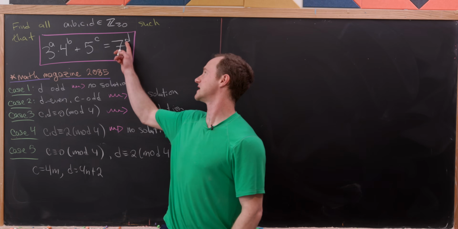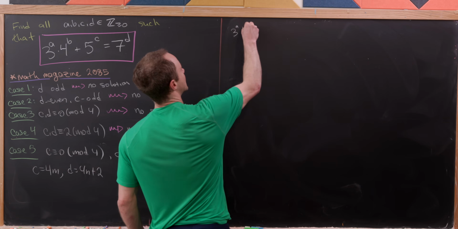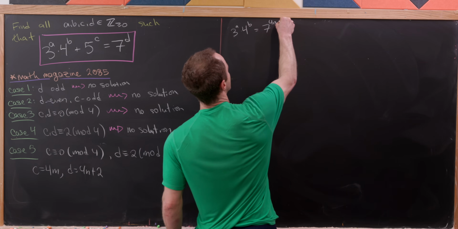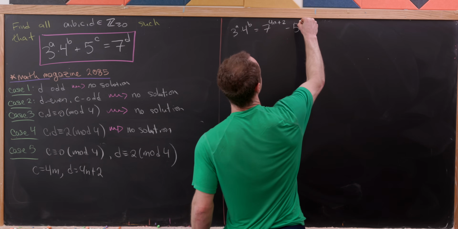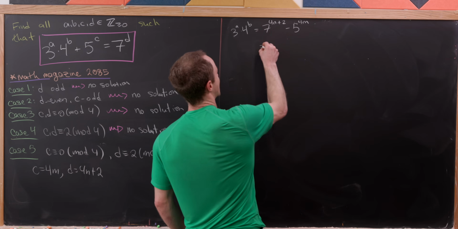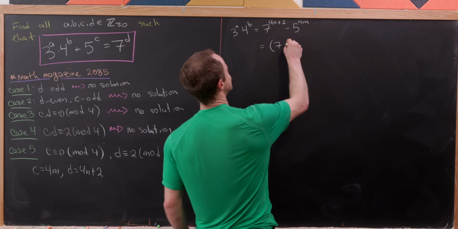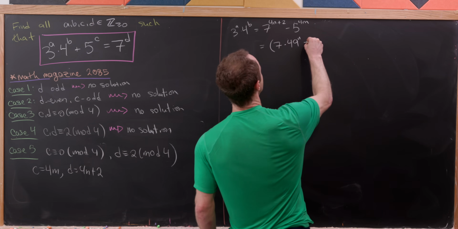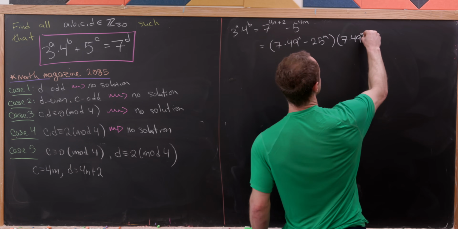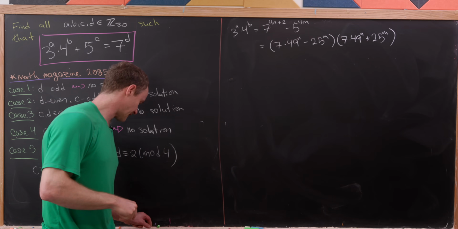Well, the version of it with 7 to the d minus 5 to the c. And here we'll have 3 to the a times 4 to the b will be equal to 7 to the power 4n plus 2 minus 5 to the power, let's see, 4m. And now we can do a difference of squares factorization just as before. And that's going to factor, after rewriting it a little bit, as 7 times 49 to the n minus 25 to the m, and then 7 times 49 to the n plus 25 to the m. Okay, so now we're left with something like that.